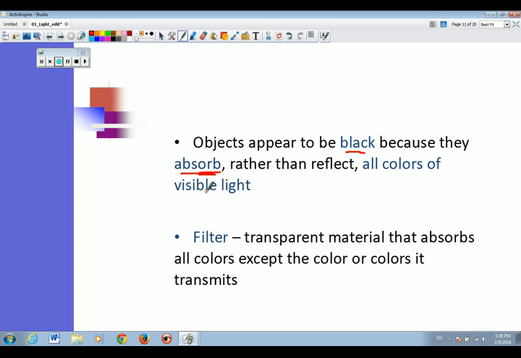We're going to get into mixing colors in a little bit, but you don't mix colors to get black. You take away colors, right? It's the total absence of color. You can also have a filter. A filter is a transparent material that absorbs all the colors except the one color or two colors that it transmits, whatever your filter is made of. And we'll get into that a little more as well. But just remember, black means that all colors have been absorbed, so you don't see anything. Nothing is reflected.